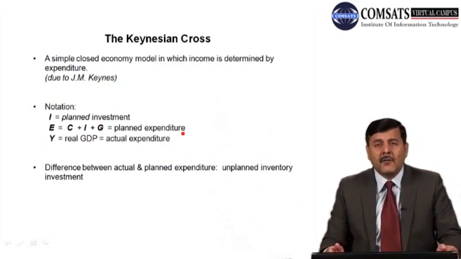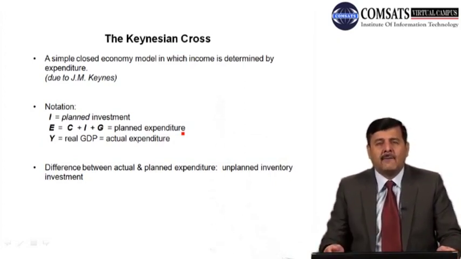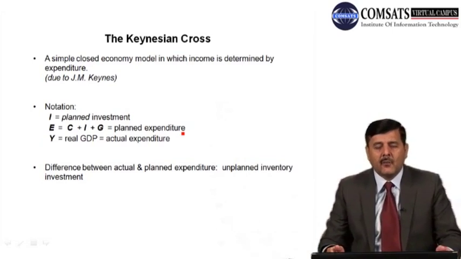And then, as we learned in chapters 3 and 4, Y, which is real GDP, is always equal to expenditure. That was the identity which we developed in chapter 3, where we saw that the output level is equal to the expenditure level in the country or in the economy.